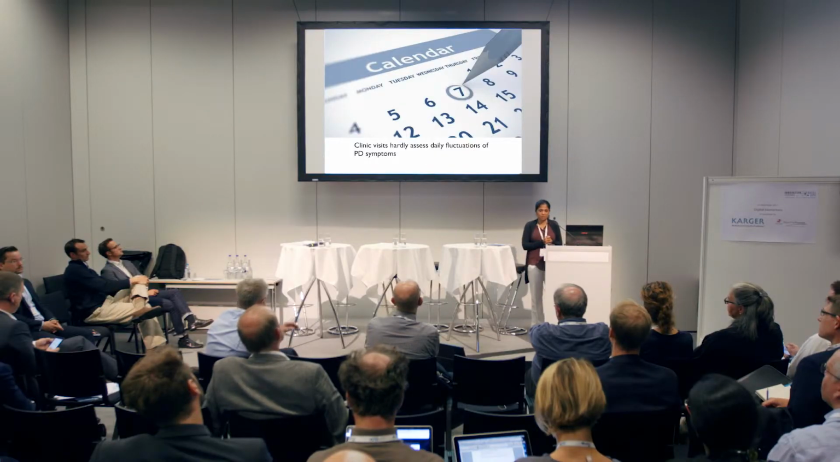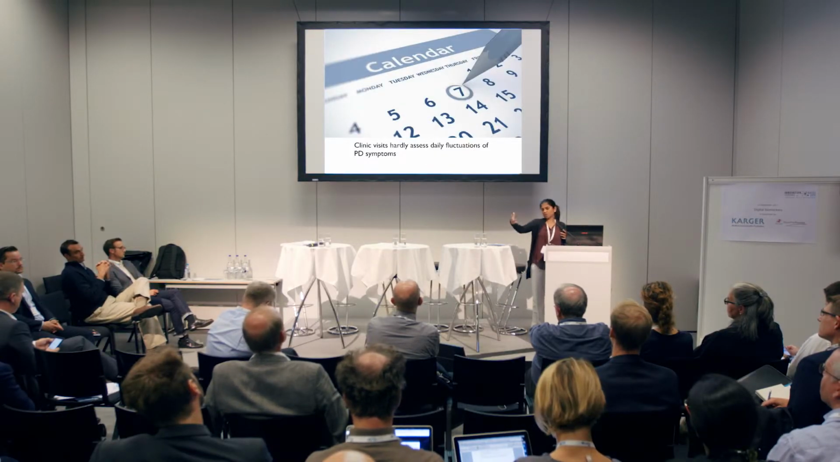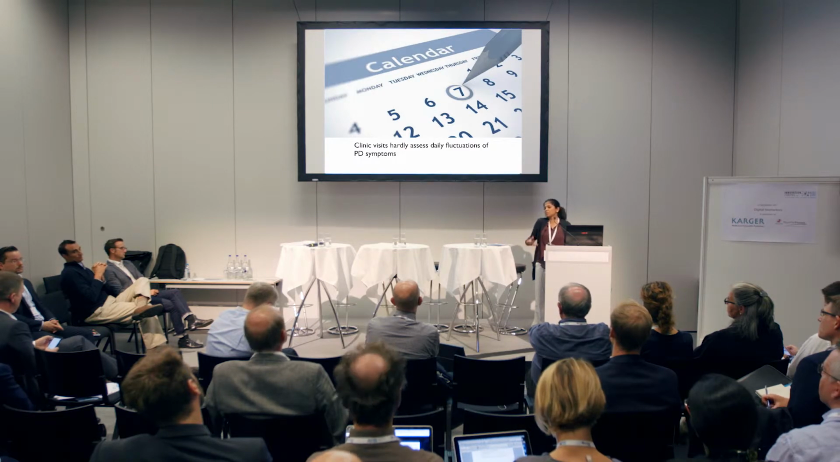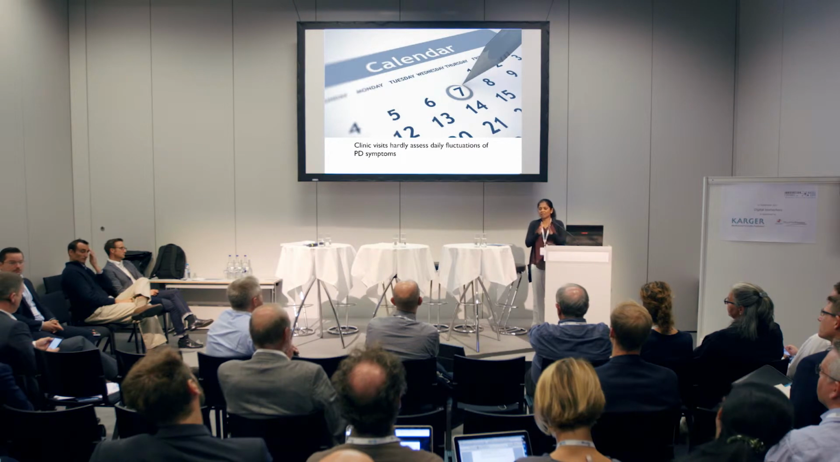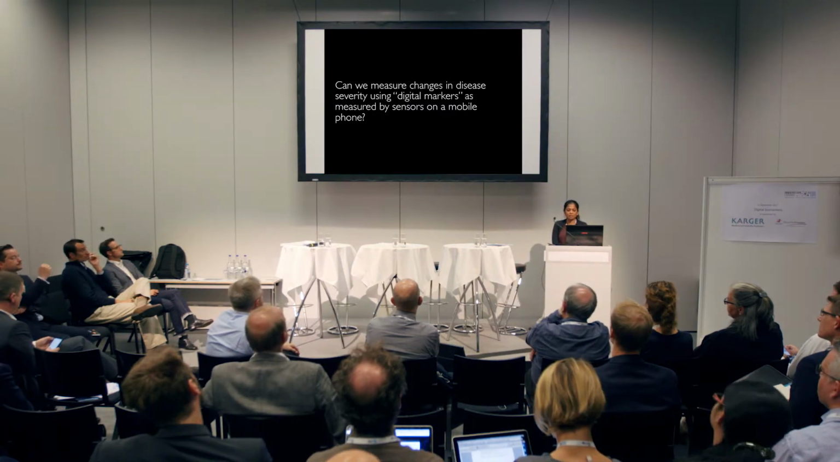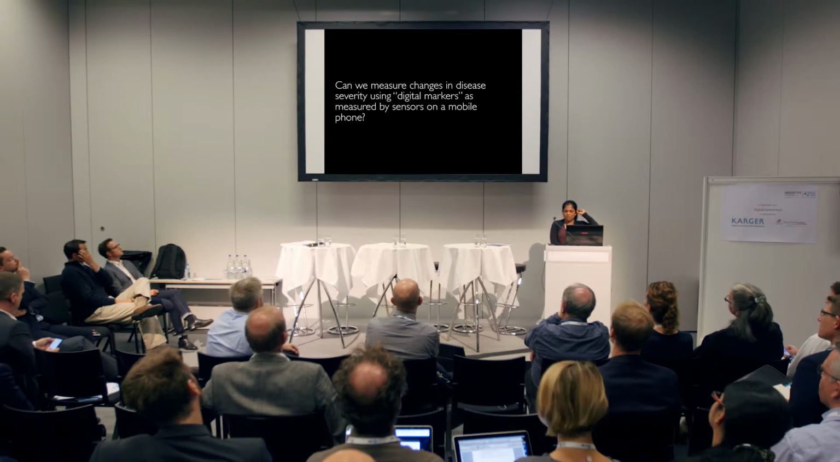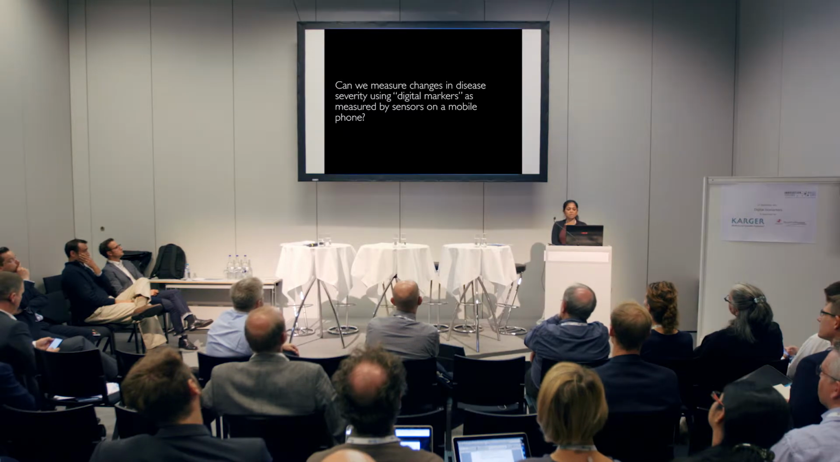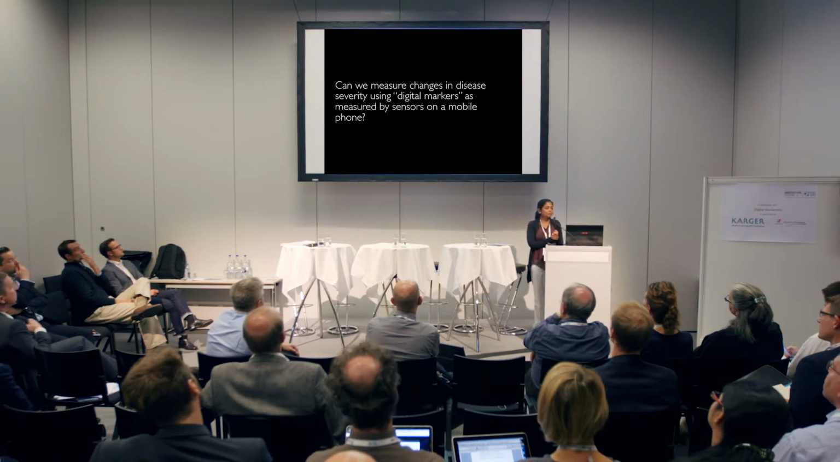At the moment, of course, the strategy is this: the patient comes into the clinic. That happens once every 3 months at best, which means you're getting very, very sparse data. Moreover, like Ray said, it's not very precise. So can we measure changes in disease severity using these digital markers as measured by sensors on a smartphone?